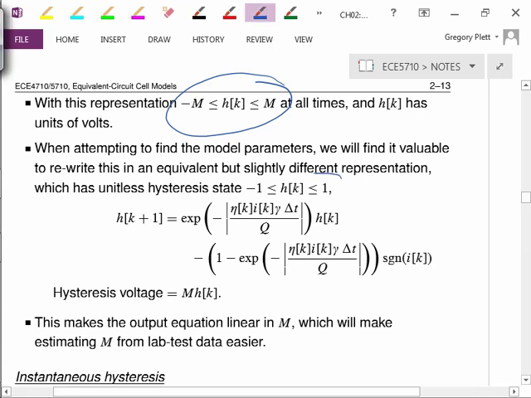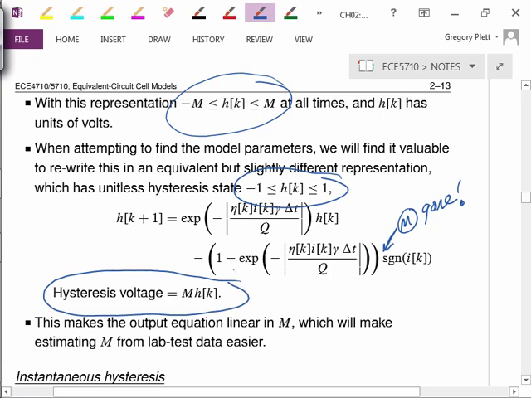And in this new representation, we scale the hysteresis state to be between plus and minus 1. And the only difference you see in the H equation is there's no M here. Gone. And so H is a unitless value between plus minus 1. And when I want to convert H into a voltage, I have to multiply by M, where M then has units of volts. Okay, we're going to see that in the next section. So then I have what we call a state equation for hysteresis and an output equation for hysteresis that will become part of the model.